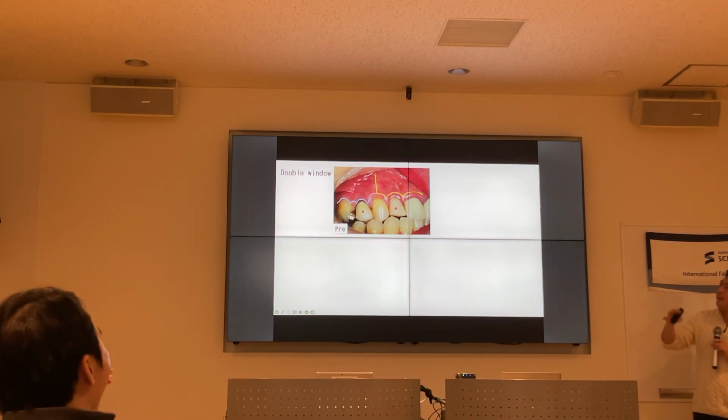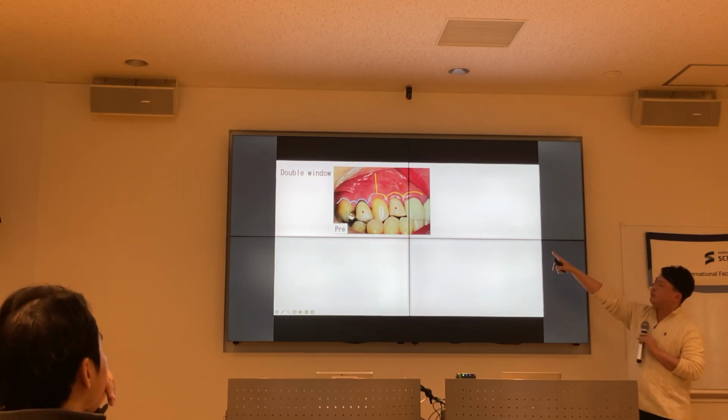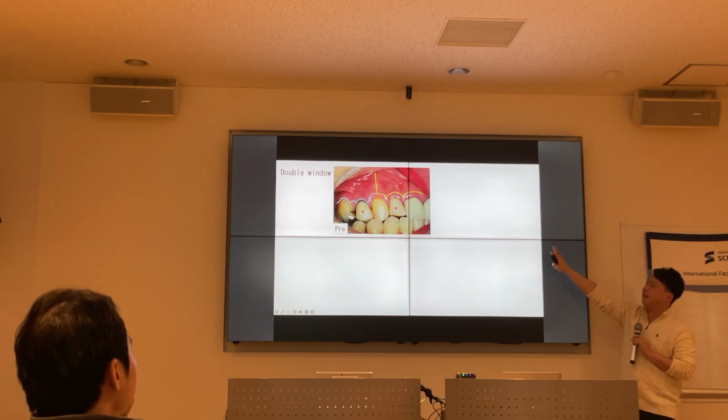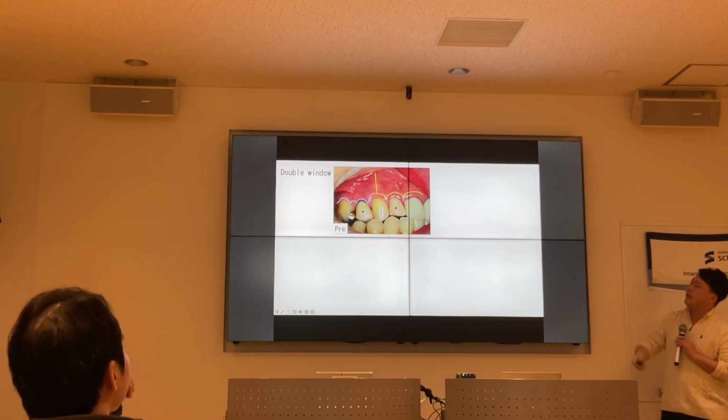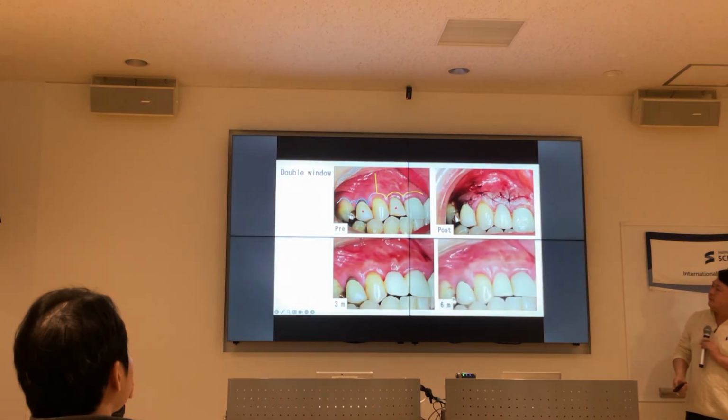Sometimes I use a combined technique. For example, these two teeth are the operating site. So I selected a submarginal incision in the anterior area, then a papilla-based incision at the premolar. This is after surgery, and 3 months, 6 months. It's good healing.